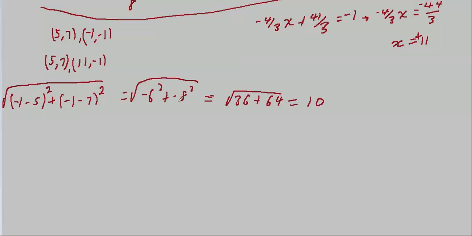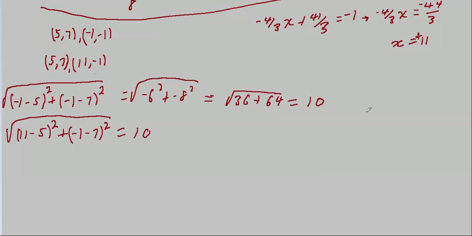Okay, now let's see what I can do wrong over here. Let's take the distance from this point to this one. We'll do it the same way. We got 11 minus 5 squared plus -1 minus 7 squared. Well, jeepers. 11 minus 5 is 6, and -1 minus 7 is going to be the same as it was up there. So this whole thing is going to turn out to be 10 again.